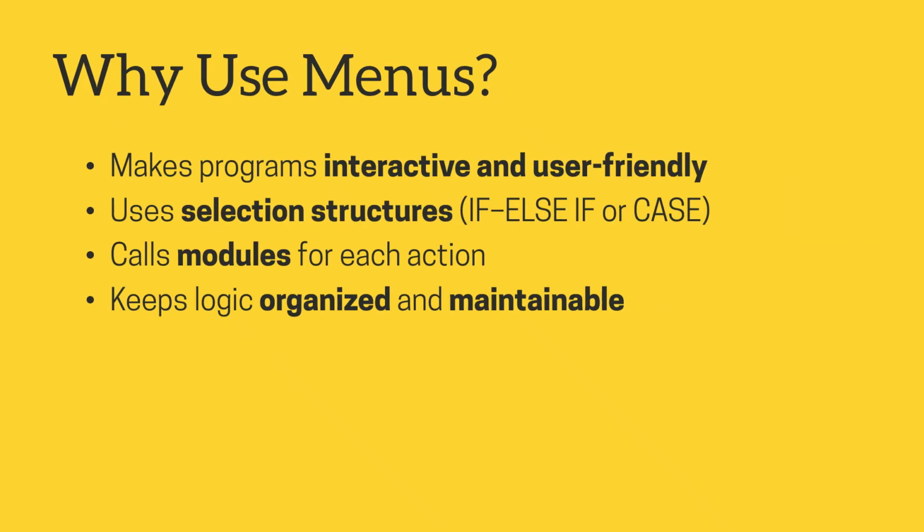So why do we use menus? Menus make software more interactive and logical. They allow the user to control what happens next rather than having the program run in a fixed order. From a programming logic perspective, menus will use structures like if, else if, or case statements to handle choices. They'll often use loops to keep the menu running until the user decides to exit, and they call modules to perform specific tasks depending on the user's input.